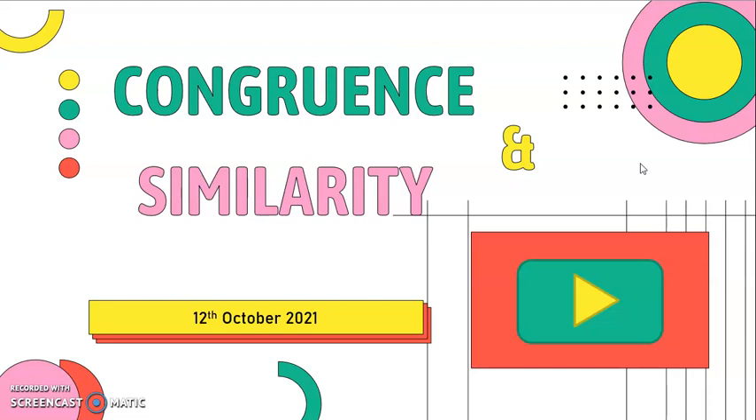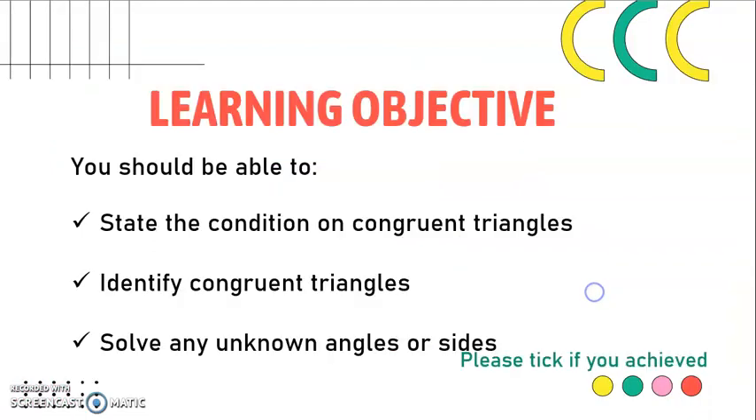So today we'll be learning a new topic which is congruence and similarity. Okay, so let's get started with our lesson today. So by the end of this lesson, you should be able to state the condition on proving congruent triangles, and then identify the congruent triangles, and lastly solve any unknown angles or sides.